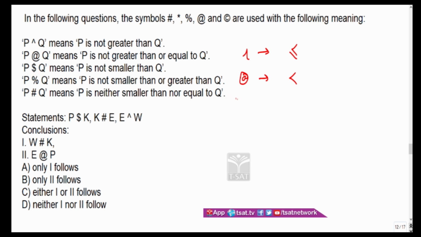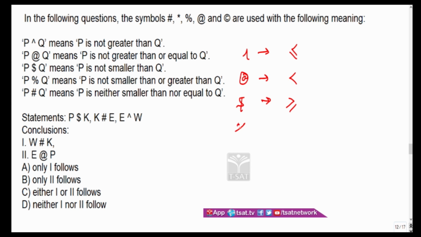Now see here, P dollar Q. What does the dollar symbol represent? The dollar symbol means P is not smaller than Q. P is not smaller than Q means P is greater than or equal to Q. So what is the conclusion we can say? Whenever we say P is not smaller than Q, it means P is greater than or equal to Q.